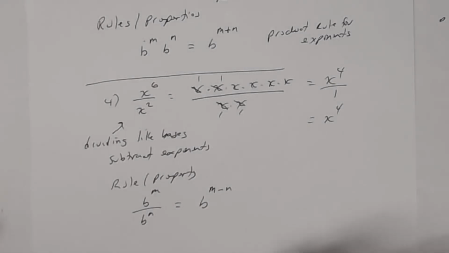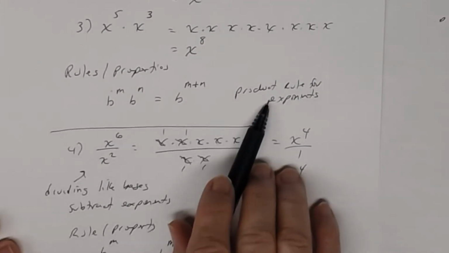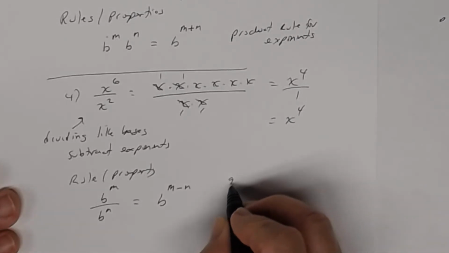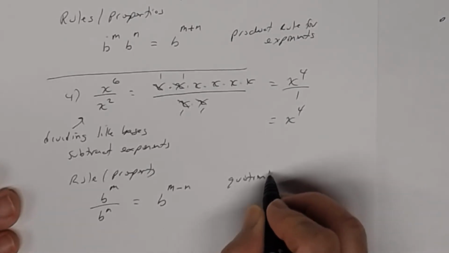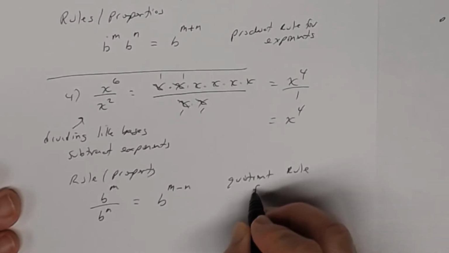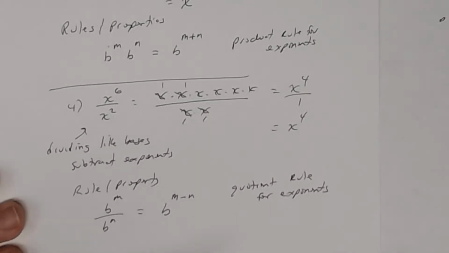Okay? So that's your 2 properties. Those are 2 very important properties that you're going to use. And by the way, this is called the product rule for exponents. This is called the quotient rule for exponents. Quotient means division. Quotient rule for exponents. Okay? All right, so that's that one.